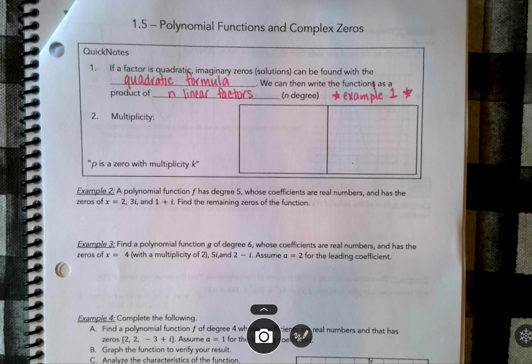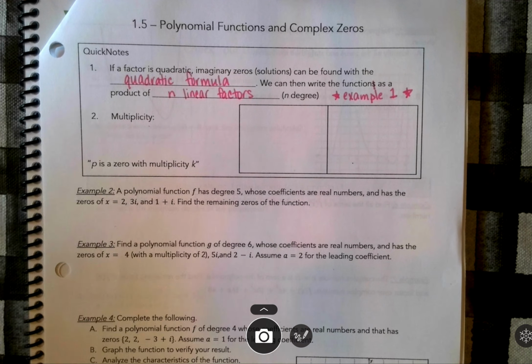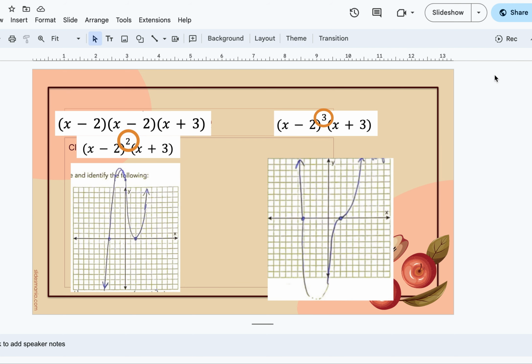The second thing, we're looking at multiplicity. So I'm going to pull up a slide real quick to show the difference in the multiplicities. These two graphs were the exploration we did on the previous page. So I rewrote the equation from number one, and I wrote it as x minus 2 squared. So I have this 2 here, and then in my other graph, I have a 3. And so my graph acts differently depending on the exponent on that factor.